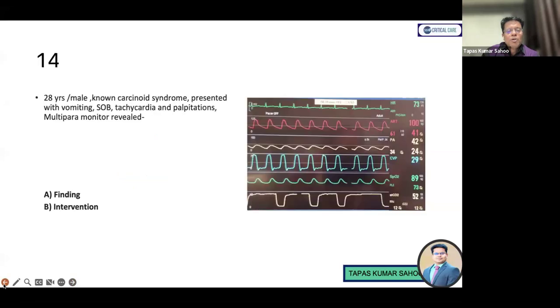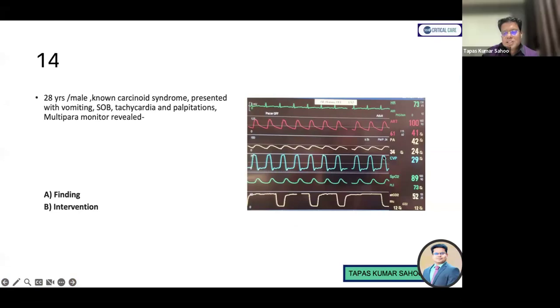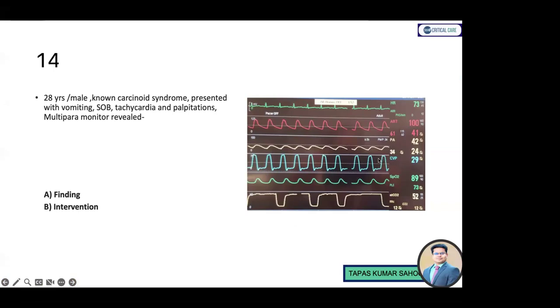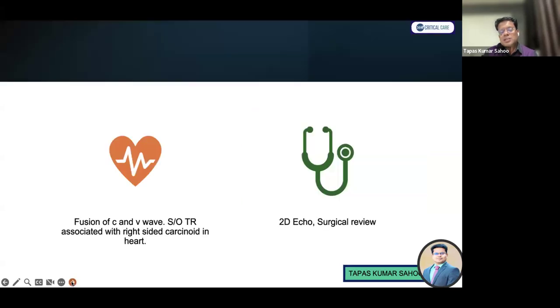Here, what is happening? The clue number 1, carcinoid syndrome. Yeah, the CVP is very high. You can see here, CVP 29. Can you see? And the waves here. Yes. So the CVP has A, C, V waves, X and Y descent. You can see the C and V are fused here. This is a little bit difficult. We just deliberately kept it. Fusion of C and V wave suggestive of severe tricuspid regurgitation.